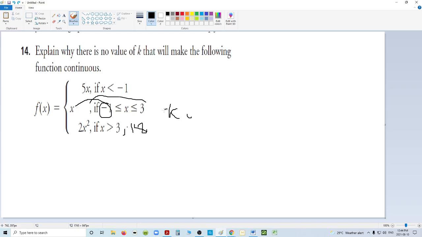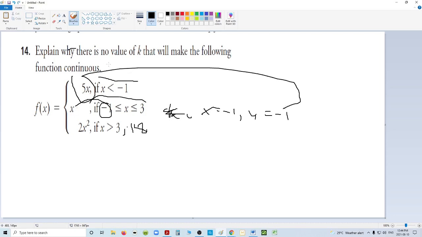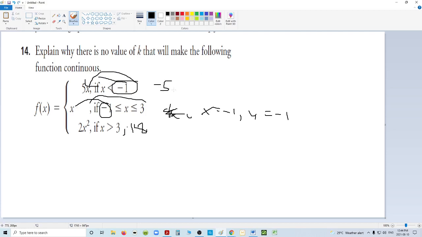Well, when x is minus 1, y is minus 1. So we just have to see if this will yield minus 1 when x is minus 1 here. And it doesn't. When x is minus 1 here, y is, sorry, let me write it down. When x is minus 1 here, y is minus 5. So this is the problem right here.